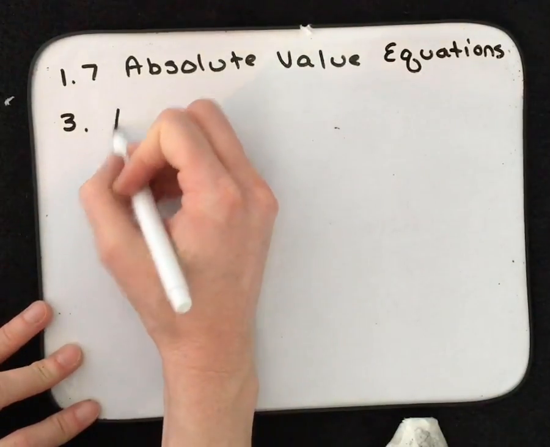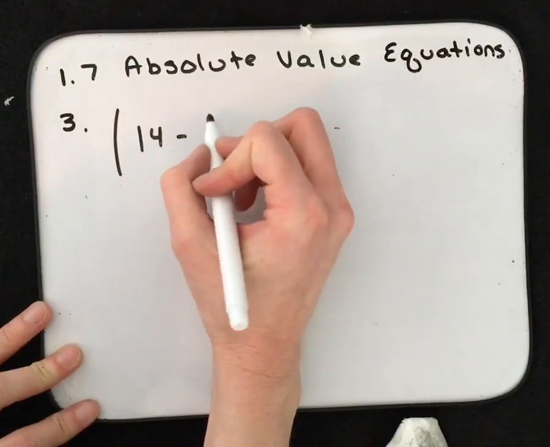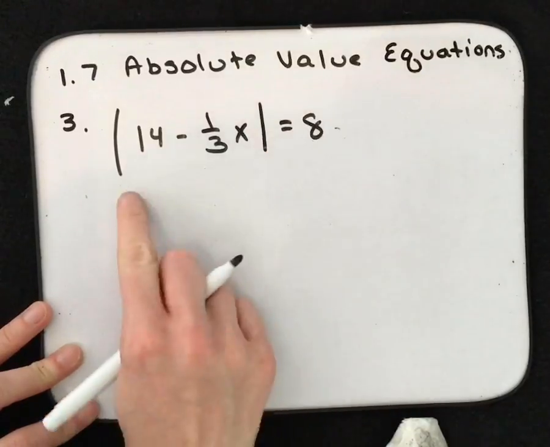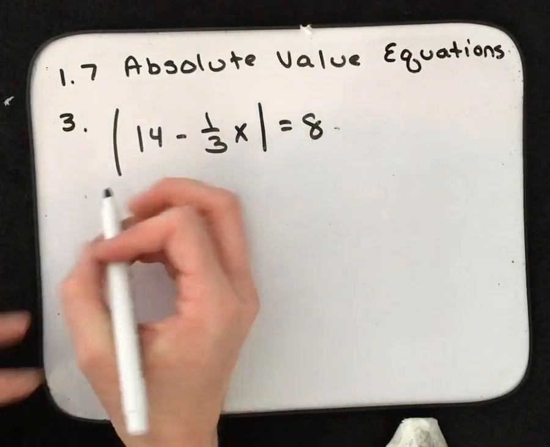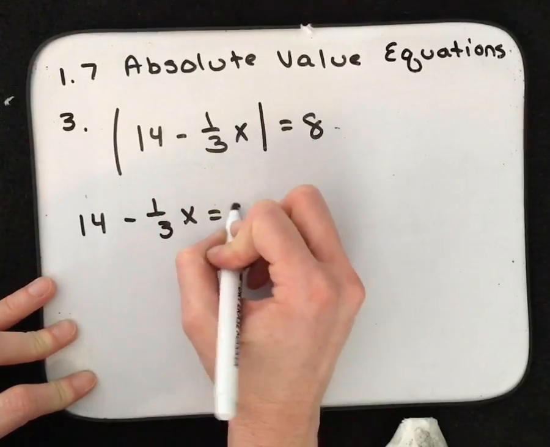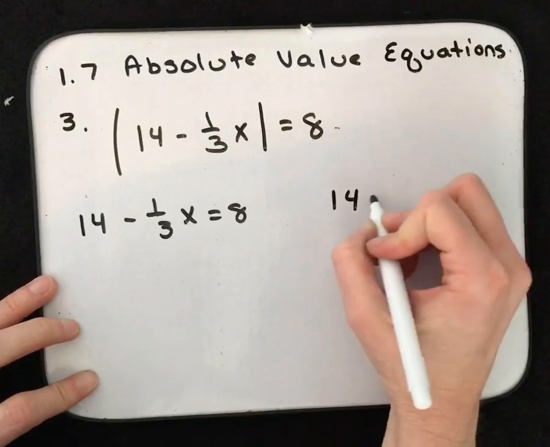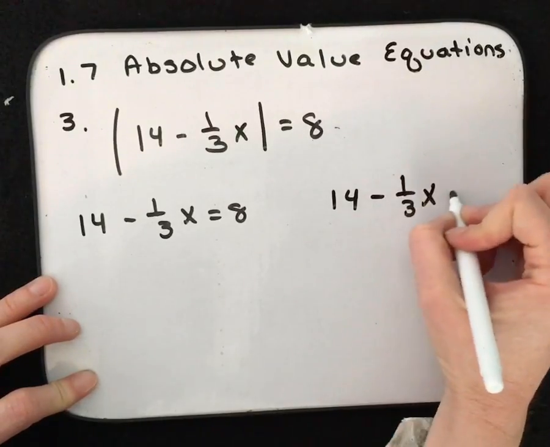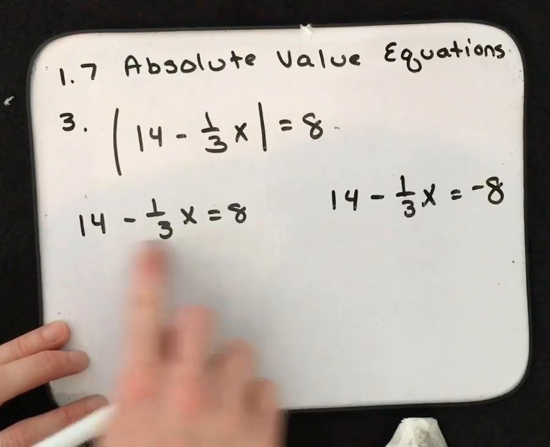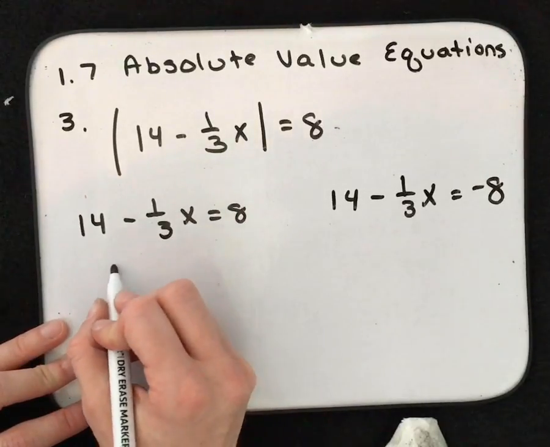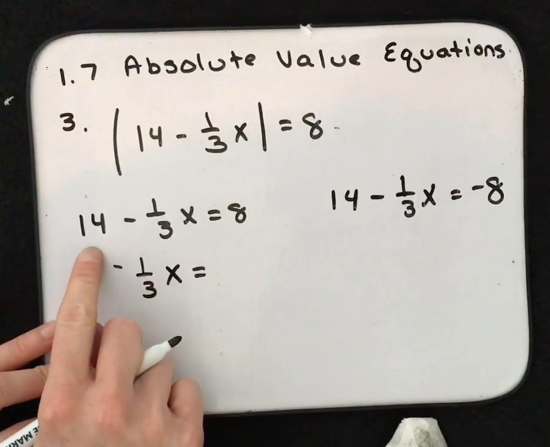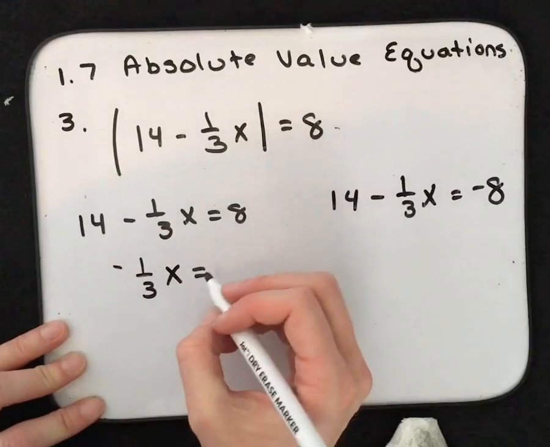Number 3. So I need to consider both sides again. So we'll have 14 minus 1/3 x equals 8, or 14 minus 1/3 x equals negative 8. And so let's solve this down. I'll move the 14 over first, which is going to give me negative 1/3 x. And 8 minus 14 is going to give us negative 6.